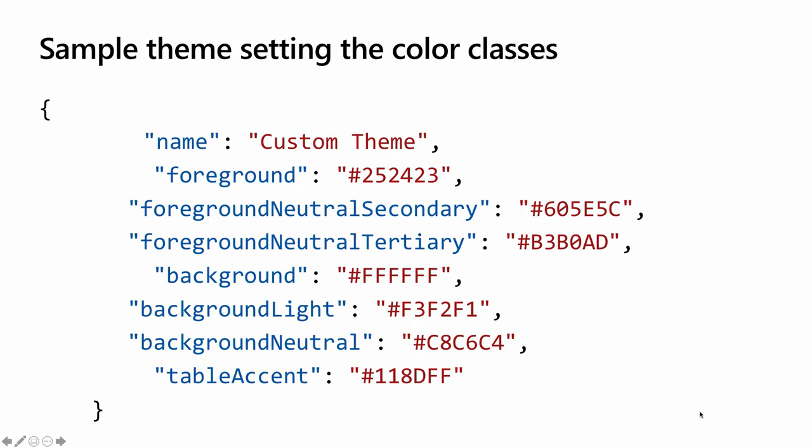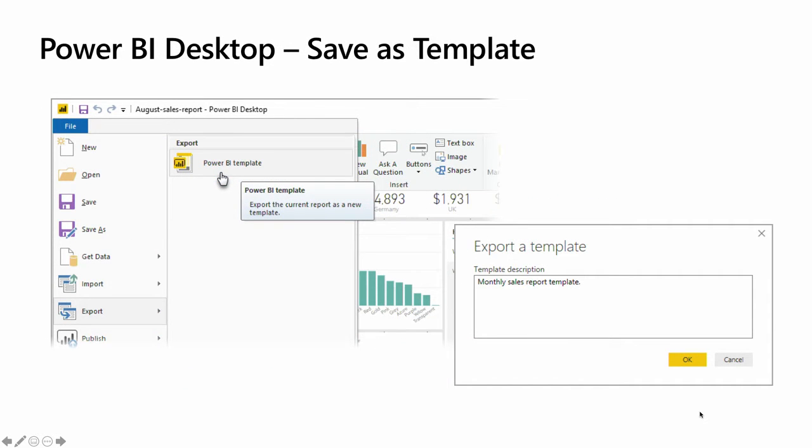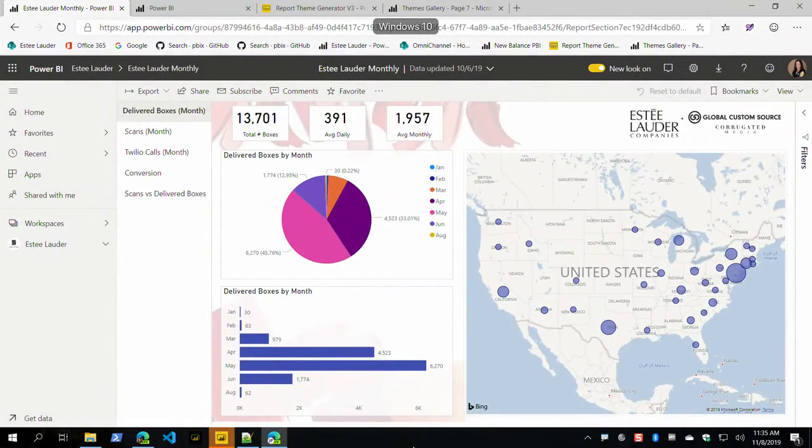Here's another sample theme where I've got my name. I'm setting by color classes. These are just some different examples. Once you use your custom theme, you can go on and save it as a template. But now I'm going to go ahead and go to my demo.